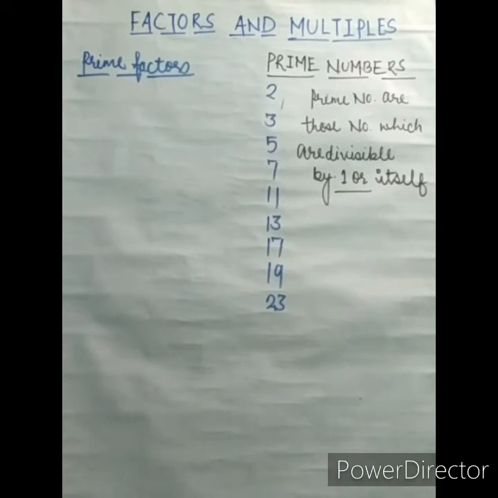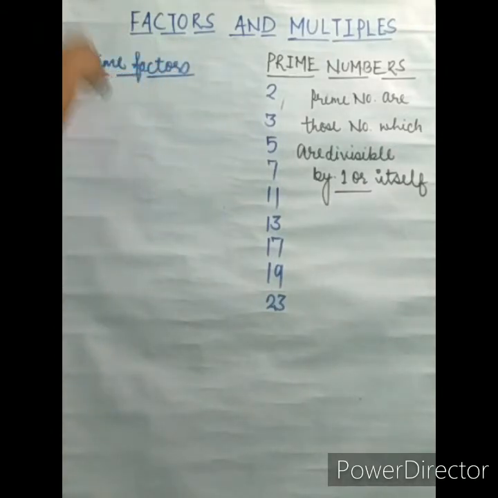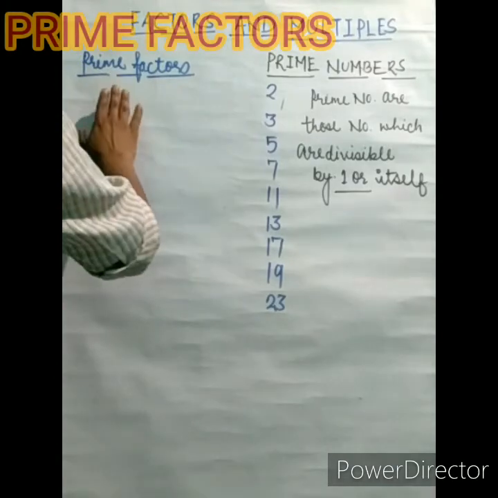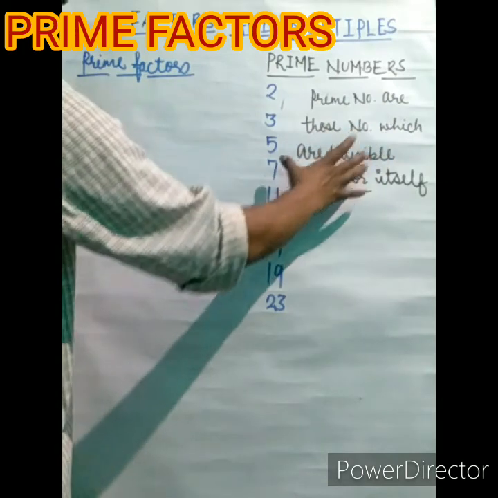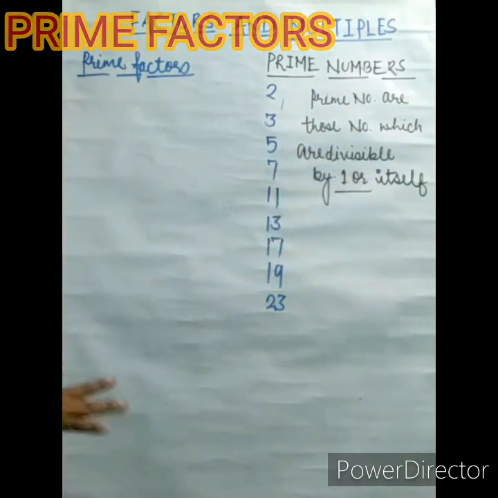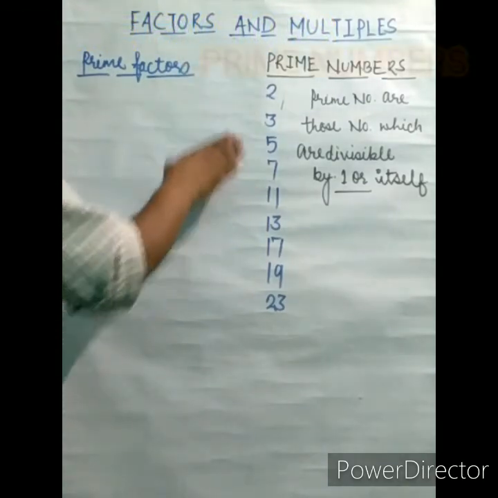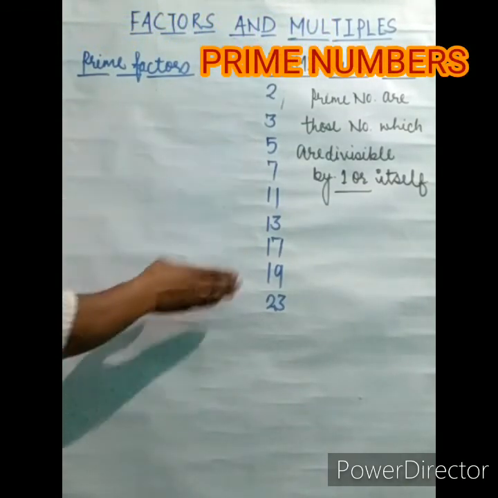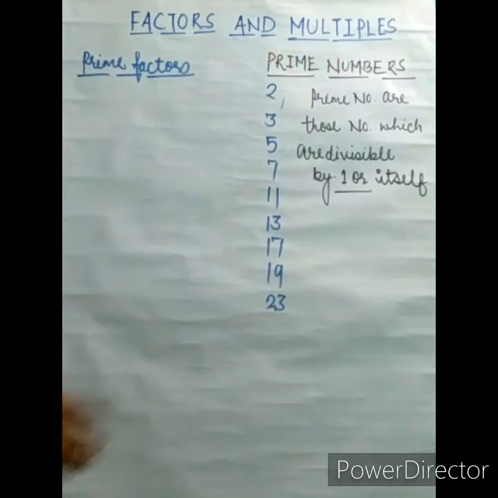Now dear students, we studied factors and multiples. Upcoming topics will be LCM and HCF. Before we do LCM and HCF, it is better to know prime numbers and prime factors. So now I am teaching prime numbers. Prime numbers are those numbers which are divisible only by 1 or itself, meaning they don't come in the table of other numbers. Like 2 comes in the table of 2, 3 in the table of 3, 5 in the table of 5, like 7, 11, and so on, they come in their own table.